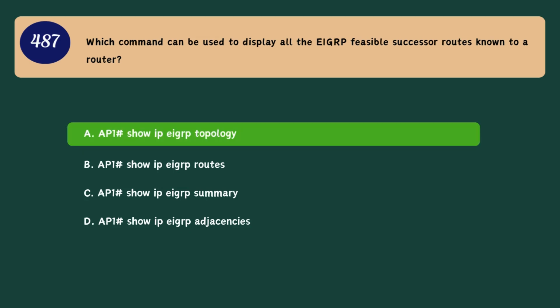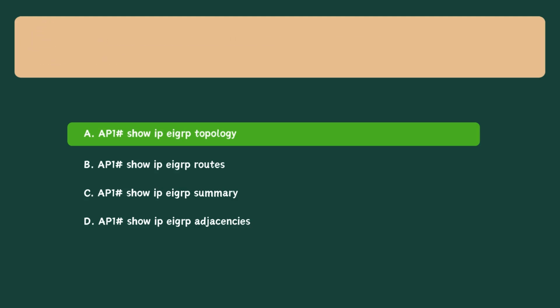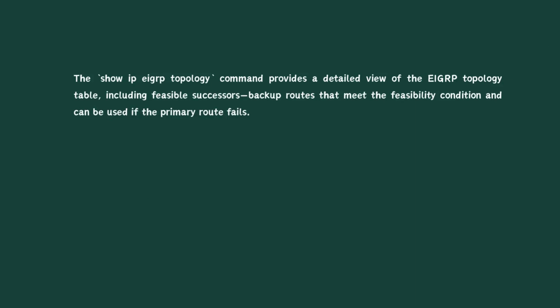Correct answer. AP1. Show IP EIGRP topology. The Show IP EIGRP topology command provides a detailed view of the EIGRP topology table, including feasible successors, backup routes that meet the feasibility condition and can be used if the primary route fails.